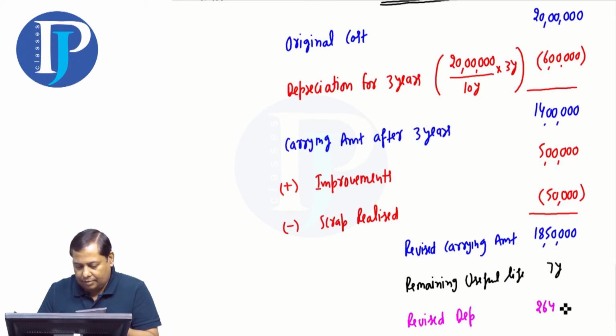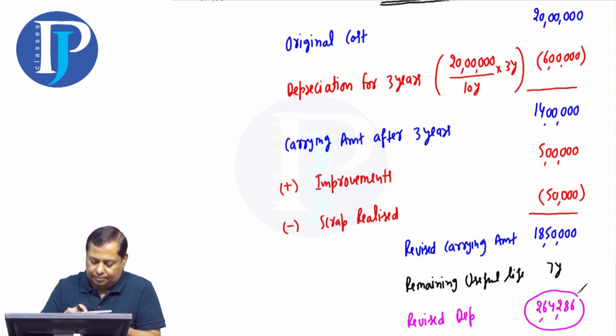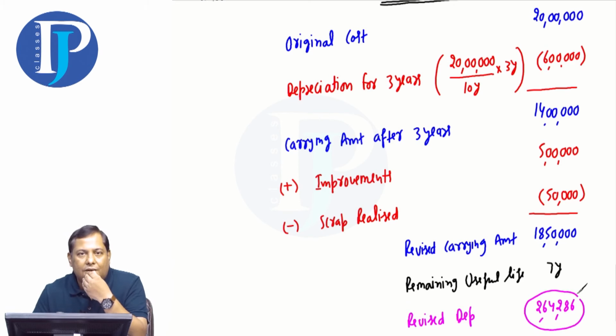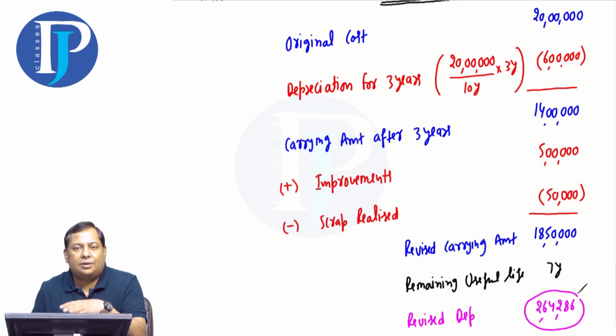264, 286. Revised depreciation will be here. Okay. Therefore, we have completed our concept number 6.